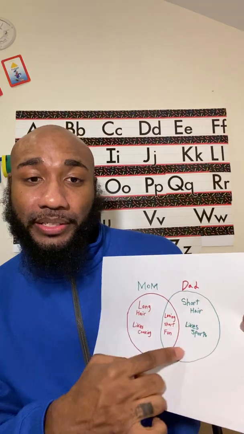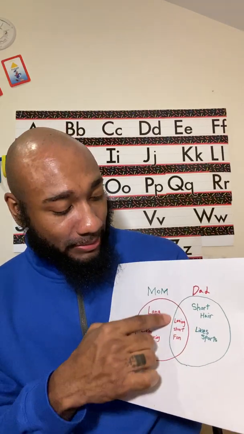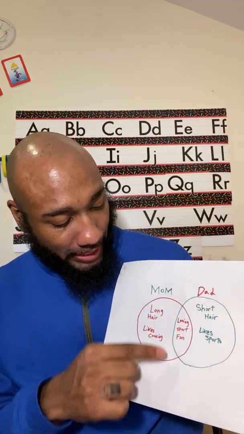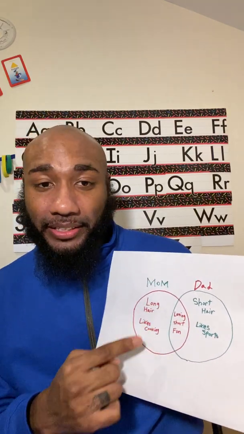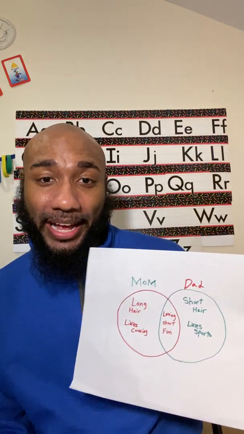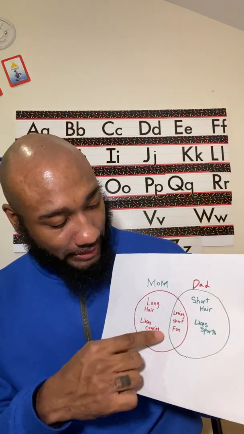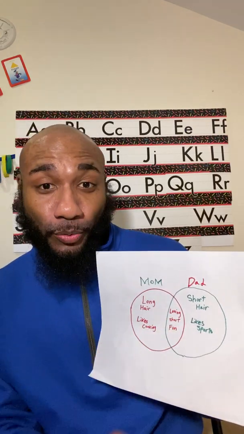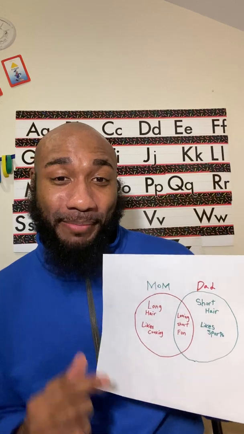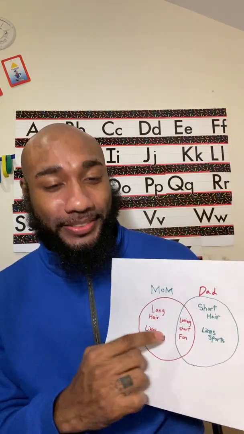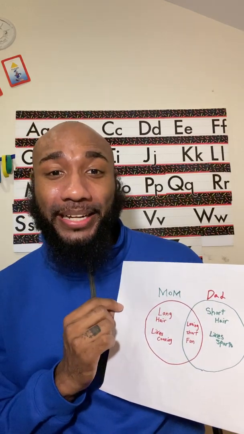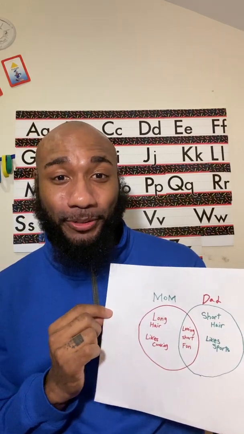But in the middle, there's some overlap. There are some things that are very similar. So, one, I put loving. My mom and my dad are both loving. Also, I put the word short. My mom and my dad are both short people. And then I have fun. My mom and my dad are fun people.